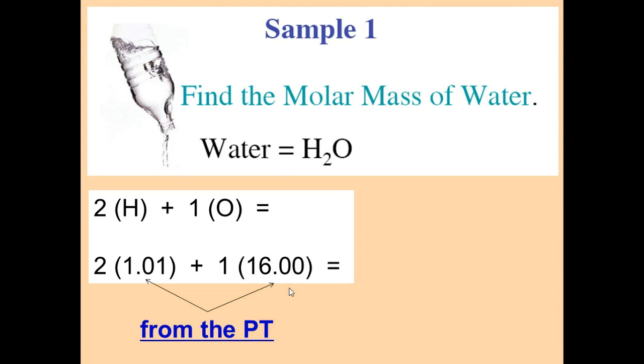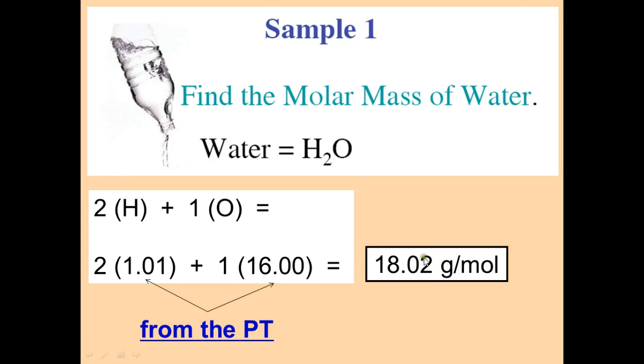So in my calculator, I'm doing 2 times 1.01 plus 16 equals, and we get 18.02 grams per mole, and this is molar mass, so it always has to be grams per mole.